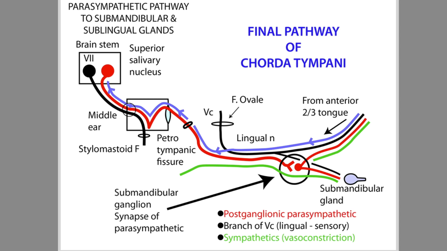And so finally we see the final pathway with all these connections shown. For clarity, we've left out taste on this particular drawing, but we can see that each of the branches that pass out from the submandibular ganglion contain both a sensory fibre, always a branch of 5, a postganglionic parasympathetic fibre, and a small sympathetic branch for vasoconstriction. And that summarizes the pathways of parasympathetics to the submandibular and sublingual glands.